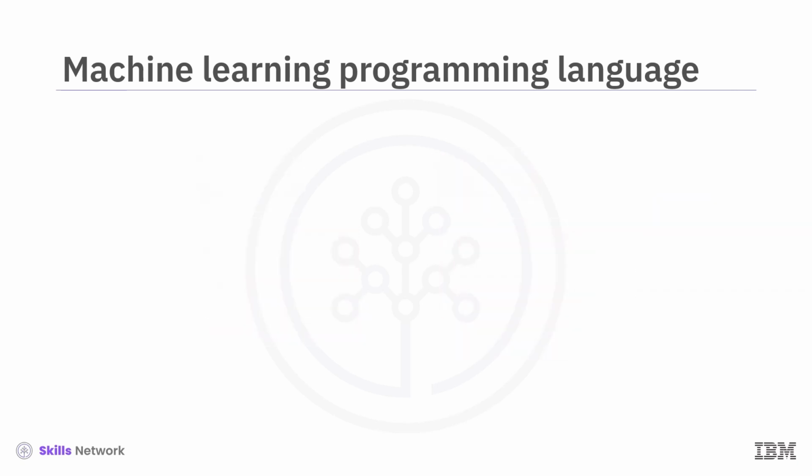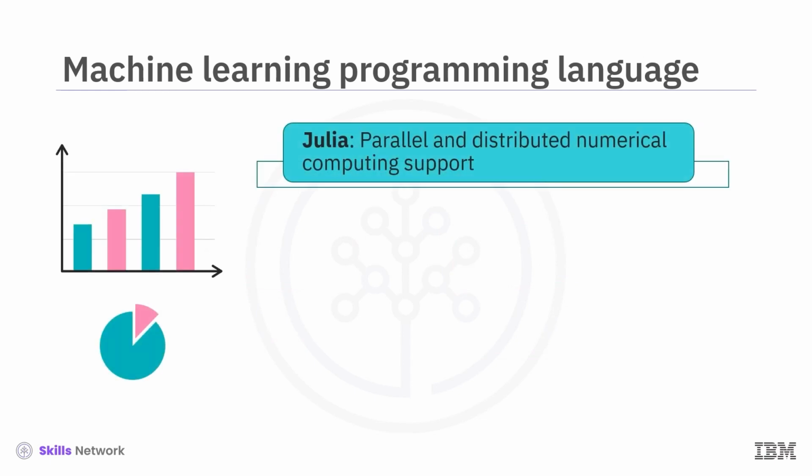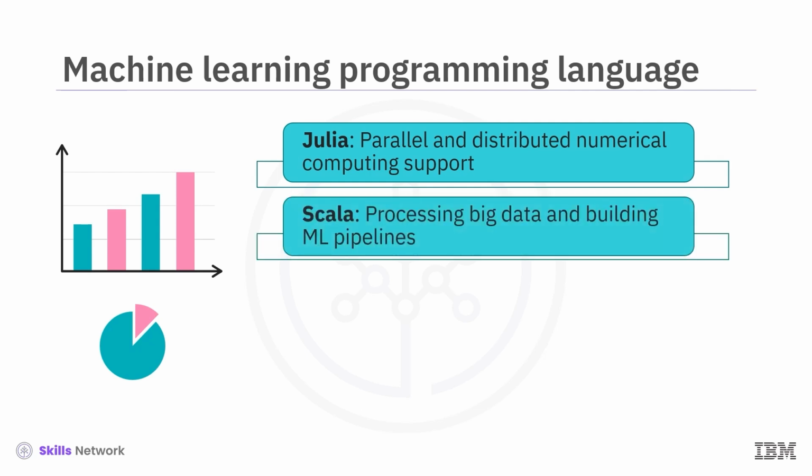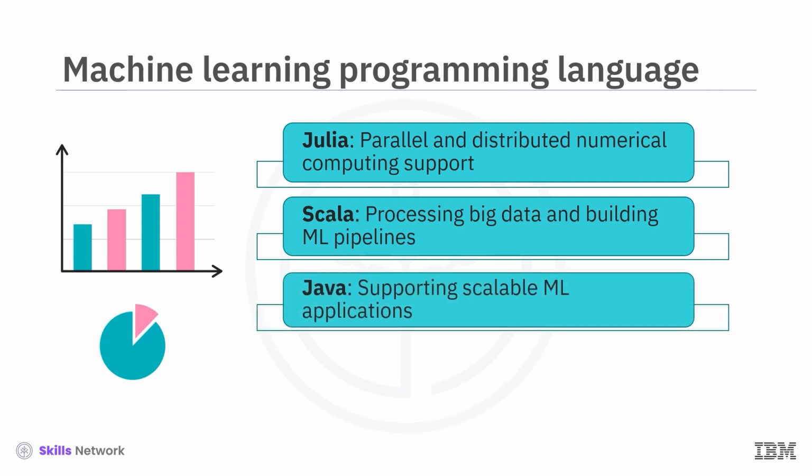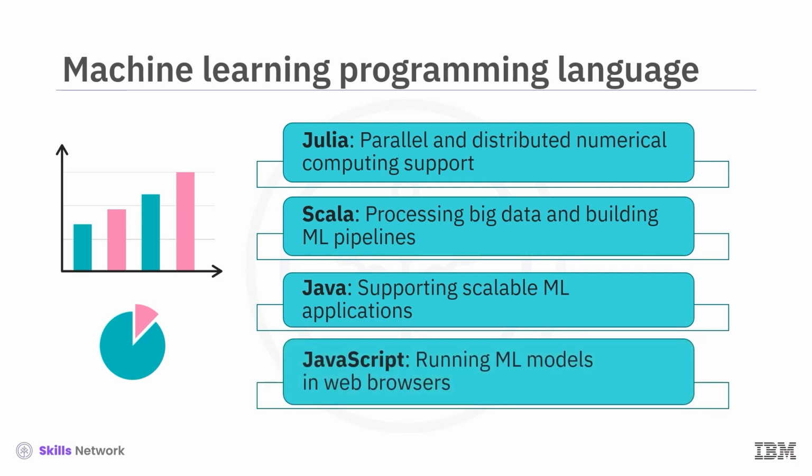Here are some other common languages. Julia is a high-performance language with parallel and distributed numerical computing support used by researchers. Scala is a scalable, widely used language for processing big data and building machine learning pipelines. Java is a multi-purpose language that supports scalable machine learning applications deployed in production. And JavaScript is used to run machine learning models in web browsers to serve client-side applications.